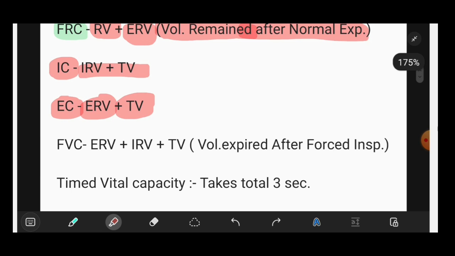Now guys, what is the forced vital capacity? The formula of the forced vital capacity is the expiratory reserve volume plus inspiratory reserve volume plus tidal volume. So it is the total volume expired after forceful inspiration of the air. You get it guys? The total volume expired after forceful inspiration is known as forced vital capacity.